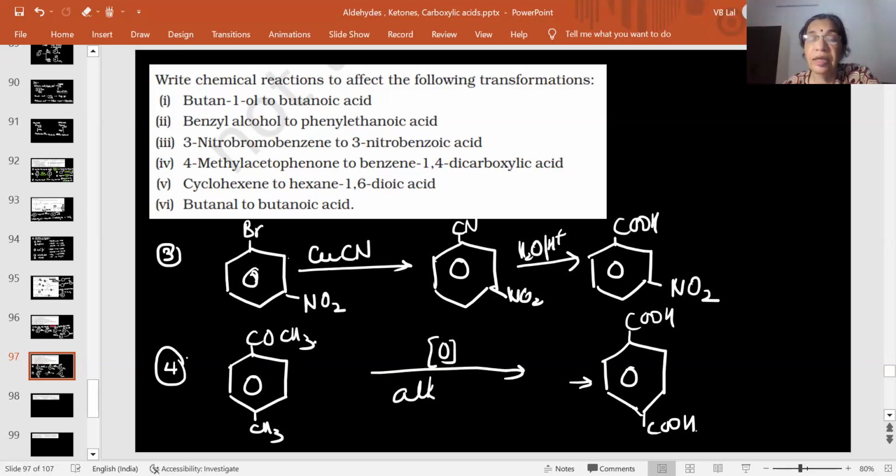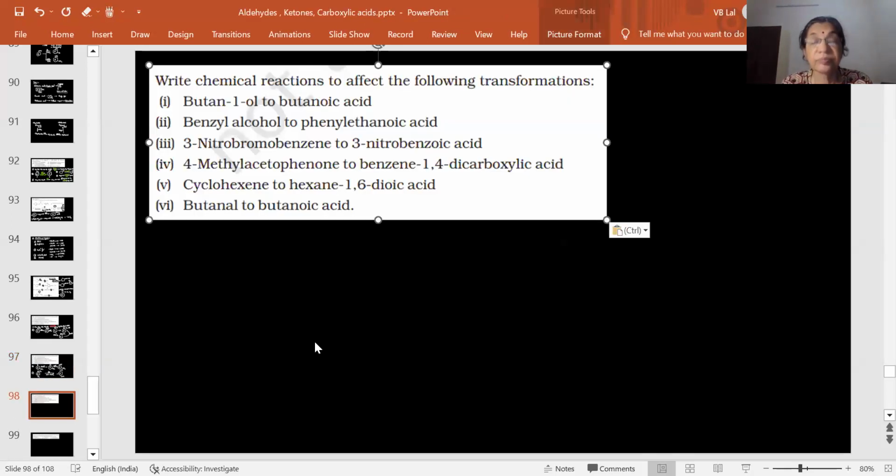With alkaline KMnO4. What is alkaline KMnO4 capable of? It can convert CH3 to COOH. It can convert COCH3 also to COOH. So it's a very good reagent. It converts all carbon side chains into COOH. So that is the reagent. Then next, the fifth one.